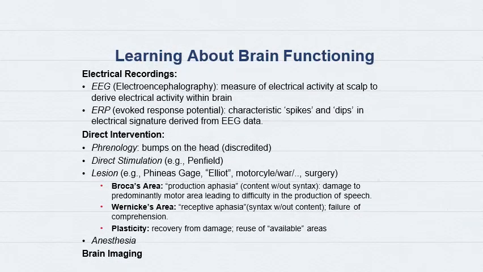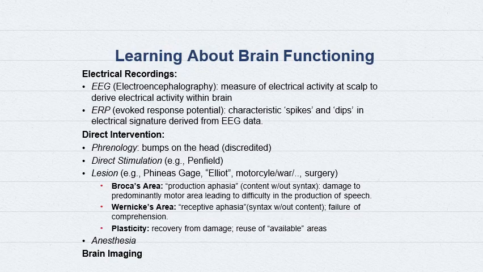Lesion, when we are talking about, if you could remember, Phineas Gage, si Elliot, merong damage part. No, yung nabanggit ko kanina, Broca's area. May tinatawag tayong production aphasia, which is a disorder. A damage to predominantly motor area leading to difficulty in production of speech. So, pag sinabi natin Broca's area, it's connected to the speech. Wernicke's area, receptive aphasia naman yung tawag doon, failure to comprehend. No? Comprehension ang problem natin, yung language specifically.